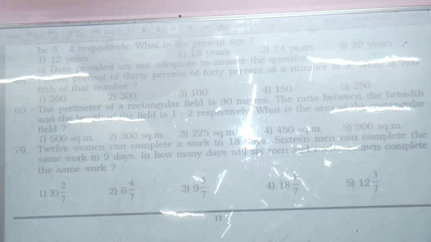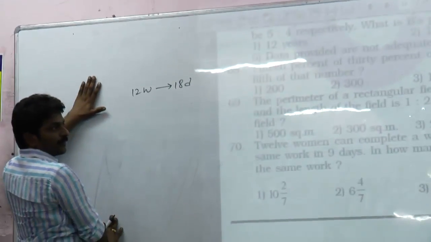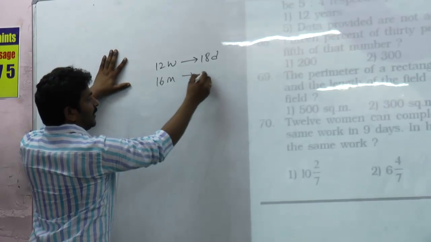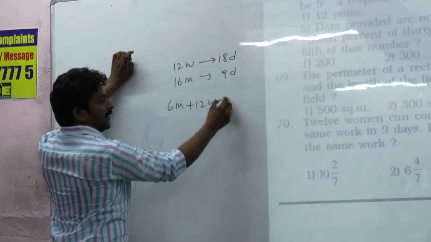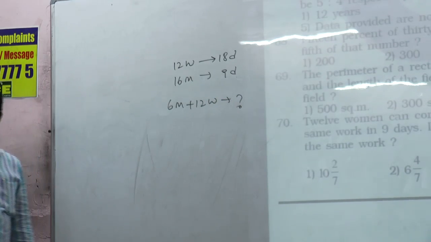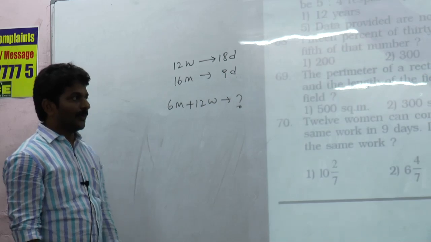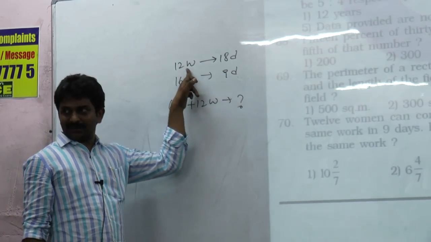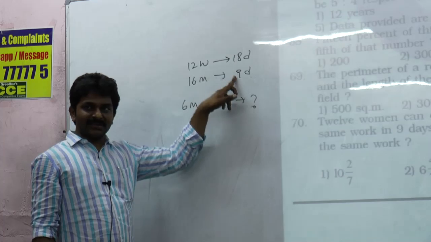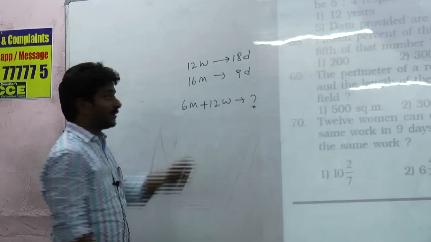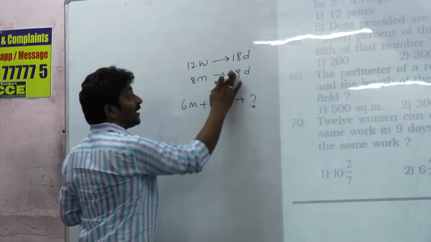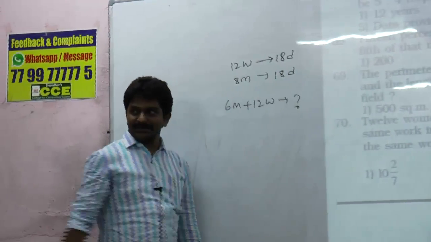78. 12 women can complete a work in 18 days. 16 men can do it in 9 days. In how many days can 6 men and 12 women do the work? As you have 12 women here, keep it as it is. I want to have the same number of days here. If 16 men can complete the work in 9 days, 8 men can complete the same work in 18 days.